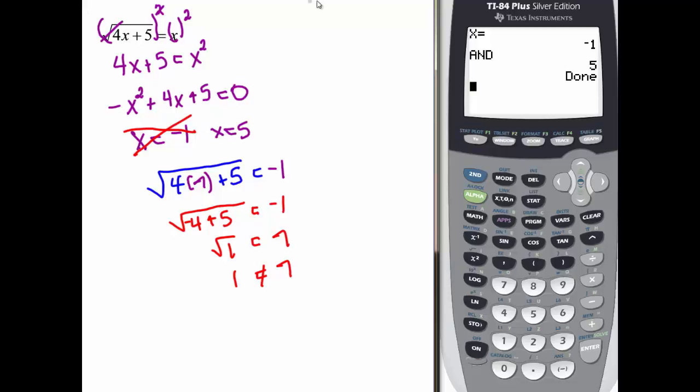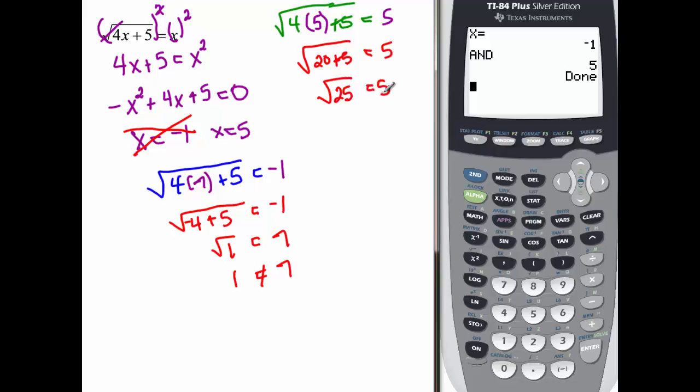If I check the other one, remember we're plugging back into the original equation, I have the square root of 4 times my x, which is 5, plus the 5 all under the radical, equal to my x, which is 5. On this side I get the square root of 20 plus 5 equal to 5, and the square root of 25 we know is 5. So that one works, and my answer is x equals 5.